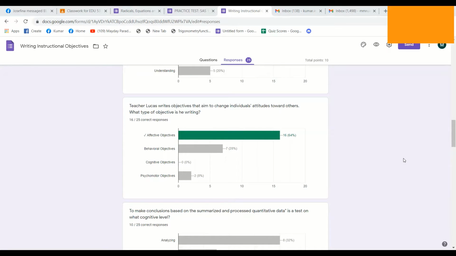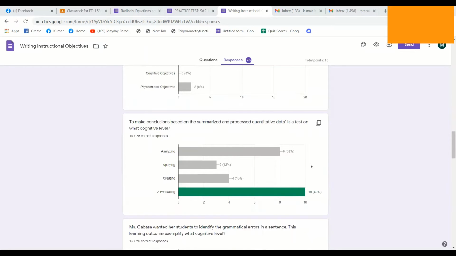And affective is more of attitude and emotion, students' emotion. Okay. Then psychomotor is on what students can do or perform. No? So it's more of an action. That's psychomotor. Okay, since it talks about attitude, therefore it belongs to the affective domain.